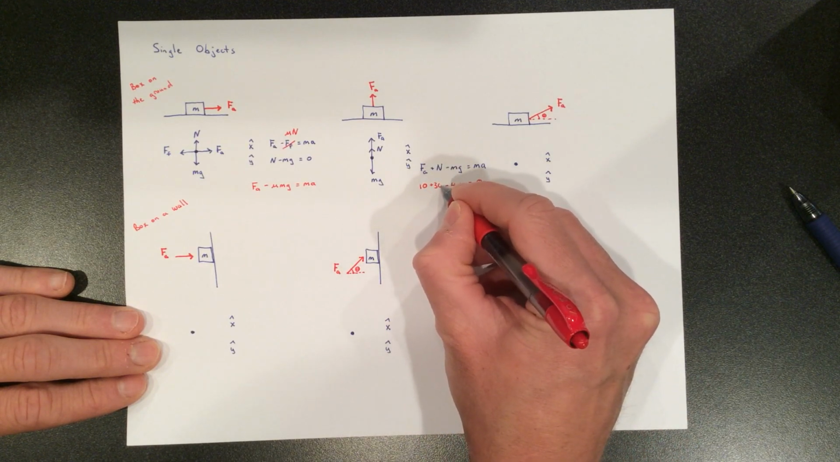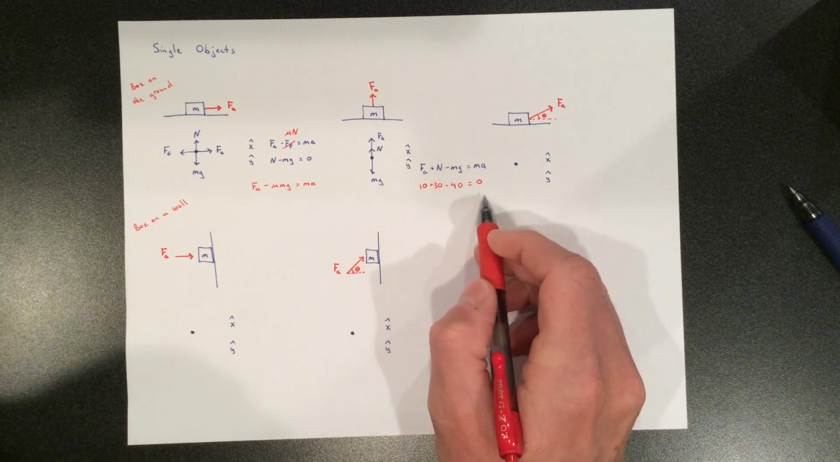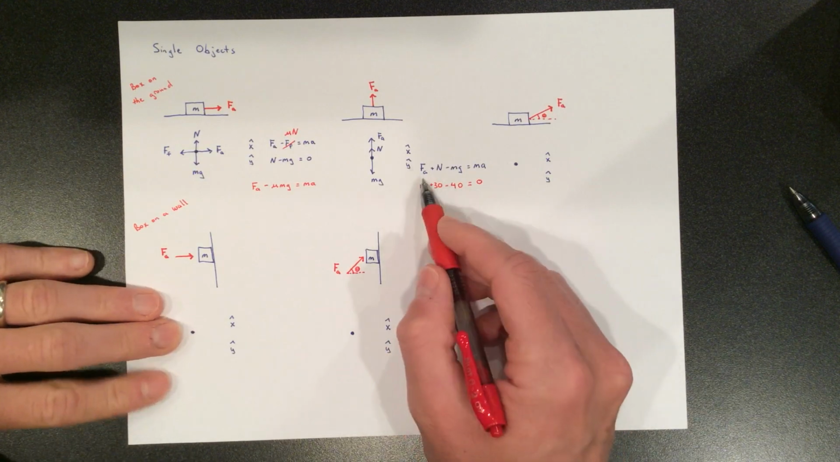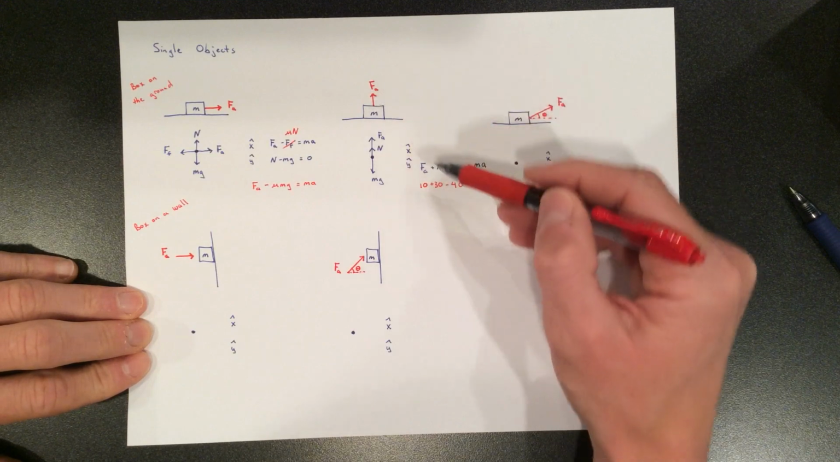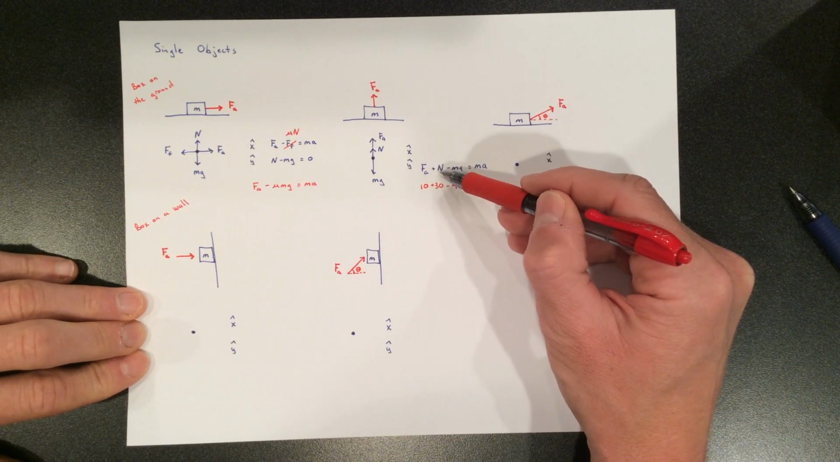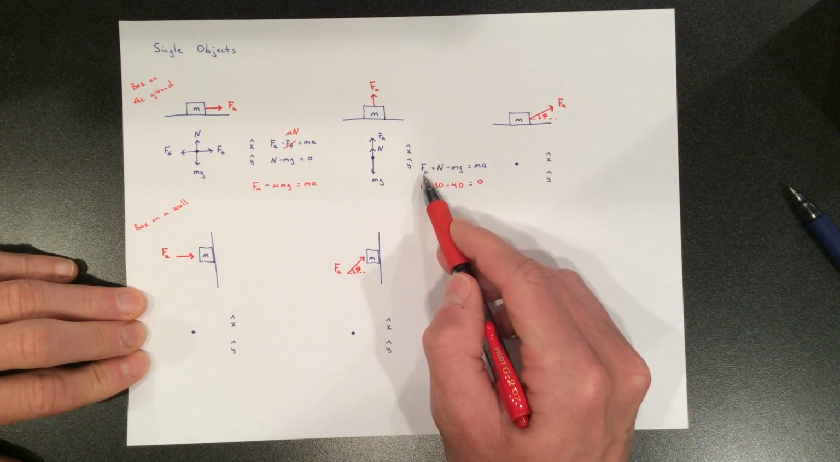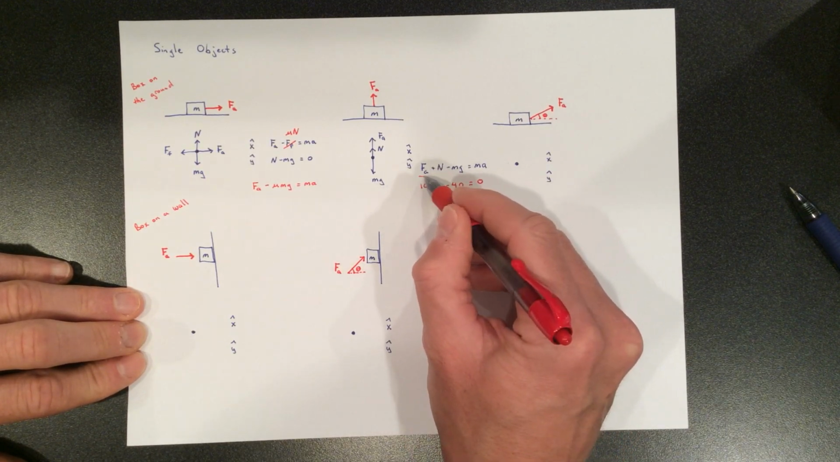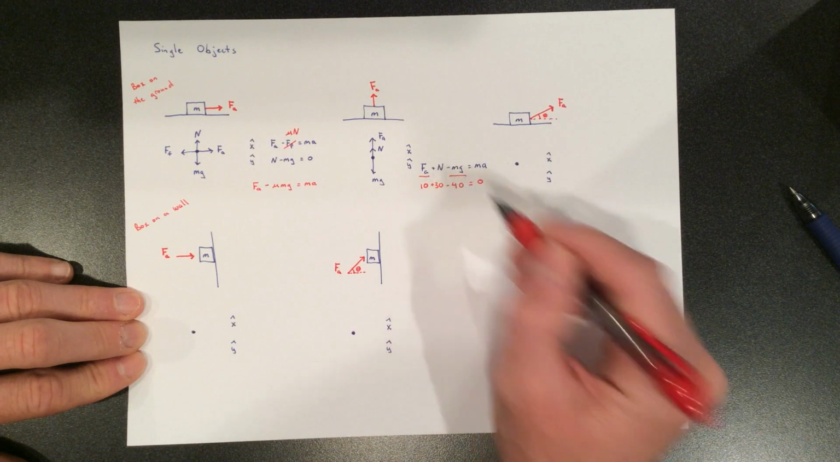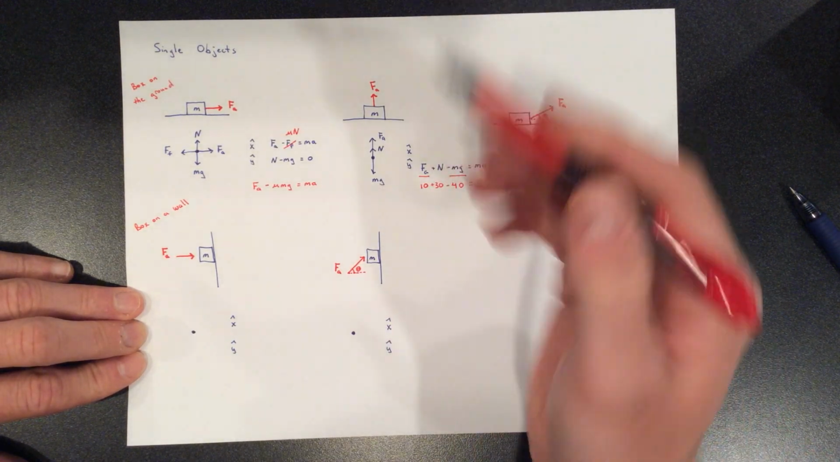Well, then the normal force would have to be 30. 10 plus 30 minus 40 equals 0. So what did the applied force do? Well, if you apply a small force up, it's going to reduce the normal force. If you keep increasing the applied force, eventually the applied force will be bigger than gravity's force, and then it's going to accelerate up.